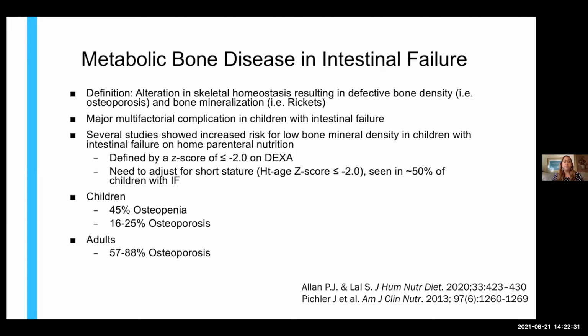There are different definitions of what a low bone mineral density is, but this is the generally accepted one. This is defined by a Z-score of less than or equal to -2 on a DEXA scan. And one important note that's not always done in these interpretations is that the DEXA scans have to be adjusted for short stature, which is seen in about half of the patients that we follow. In children, it's thought that about 45% have osteopenia and 16 to 25% have osteoporosis. In adults, the percentages are much higher, so 57 to 88% do have findings of osteoporosis.